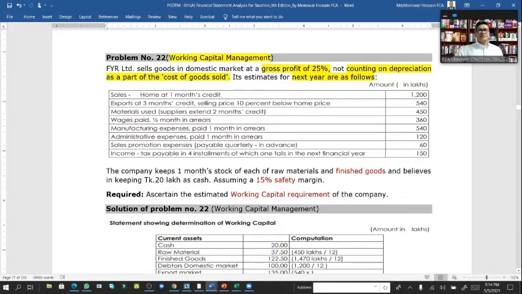The company gave 1 month stock for each of raw material and finished goods, which is a current asset. 1 month stock of raw material has to be kept, and also 1 month of finished goods, and it believes in keeping 20 lakh as cash. So 20 lakh taka has to be kept as cash. Also a 15% safety margin is taken. So what we have to do is estimate the working capital requirement of the company for the next year. How much money is needed for working capital?